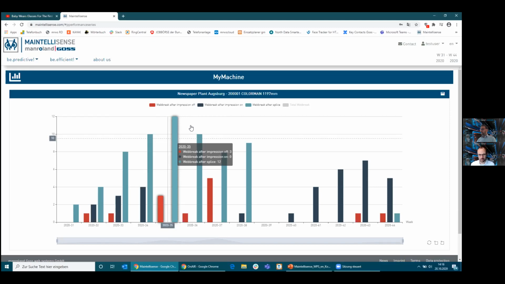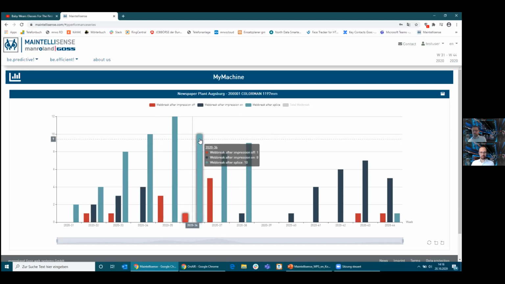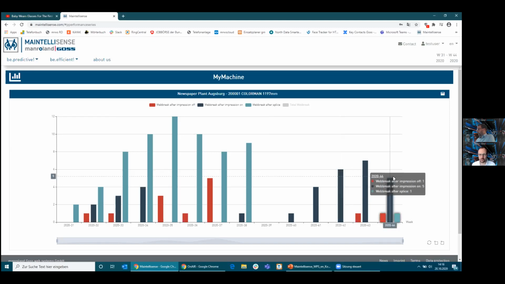Better take a look, because let's do a calculation. Let's say here 10 times a week, the same problem with a resplicer. Let's assume that you have an hourly rate of your press of 1,000 euros. This means that this is 10,000 euros. Assume that a web break needs 1 hour, so that's 10,000 euros lost. But I think the staff here did a good job, and they fixed these problems with the resplicer. But then in week 40, the next problem started with a web break after impression on, and again here 6 times a week, 6,000 euros.